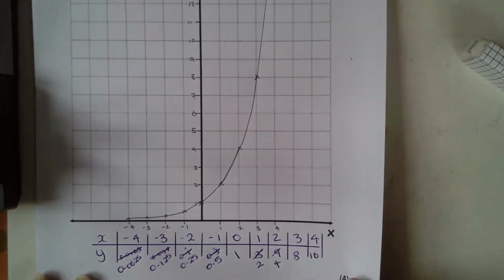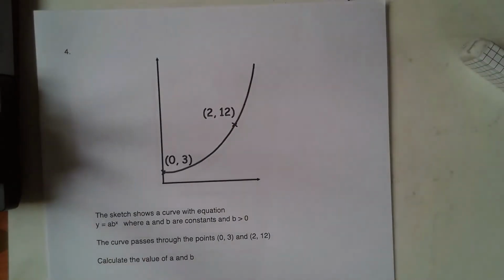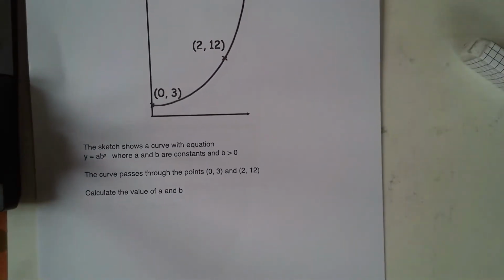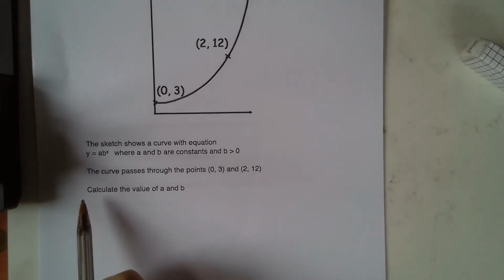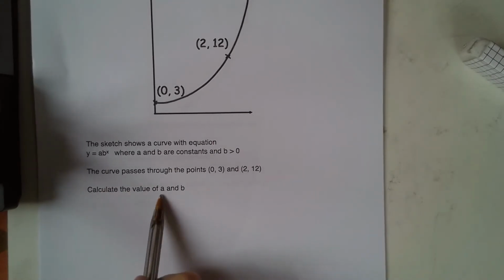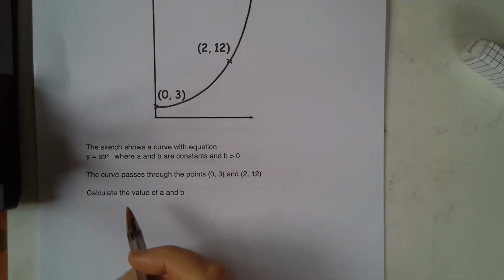So that's question 2. Question number 3 is the same. Question number 4. Now this wants you to use simultaneous equations to do it. So let's have a look at this question. We need to find the values of a and b, and then we can draw it on our graph and our calculator possibly afterwards to help us.